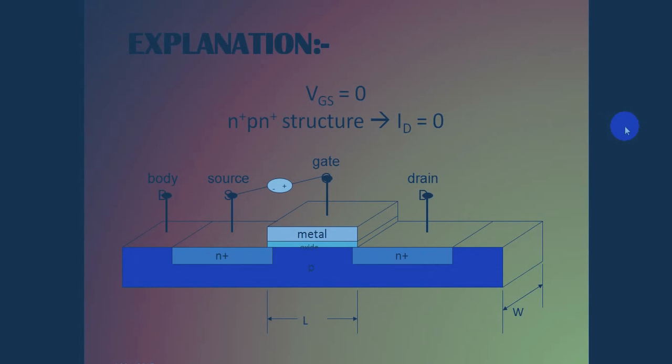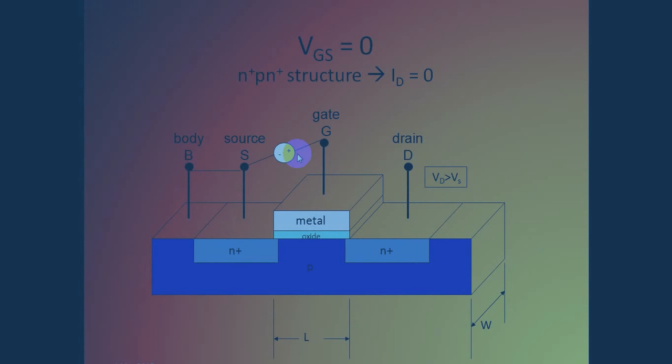Explanation of the regions that were discussed in the previous characteristic curve are stated here. The first one is that of the N+ P N+ structure. Here we can see that the ID current is 0 and the VGS is also equal to 0. So, a recombination of electrons and holes between the gate and the source takes place, but there is no inversion taking place. It remains the same. The P-channel MOSFET remains the same because the gate terminal does not have the strength to form the recombination.